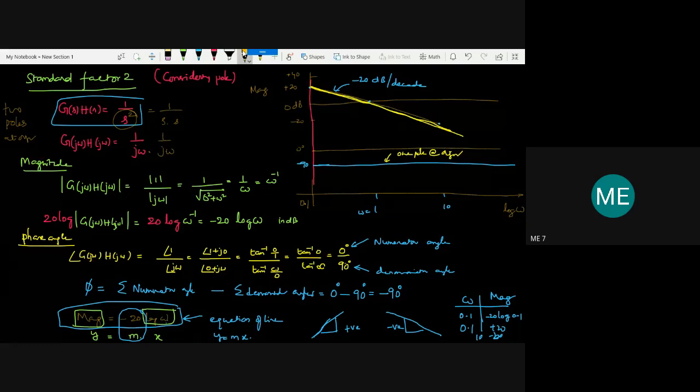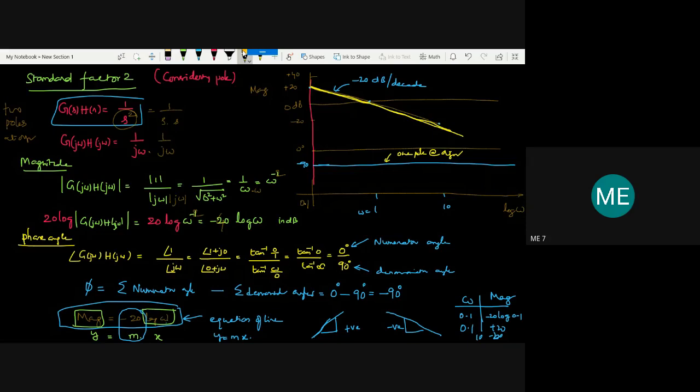So I can write the mod of j omega once again, then omega into omega, or omega to the power of minus 2. Then it will become minus 40 in decibels. If it is one pole at origin, it is minus 20 log omega dB. And if it is two poles at origin, it is minus 40 log omega in dB.